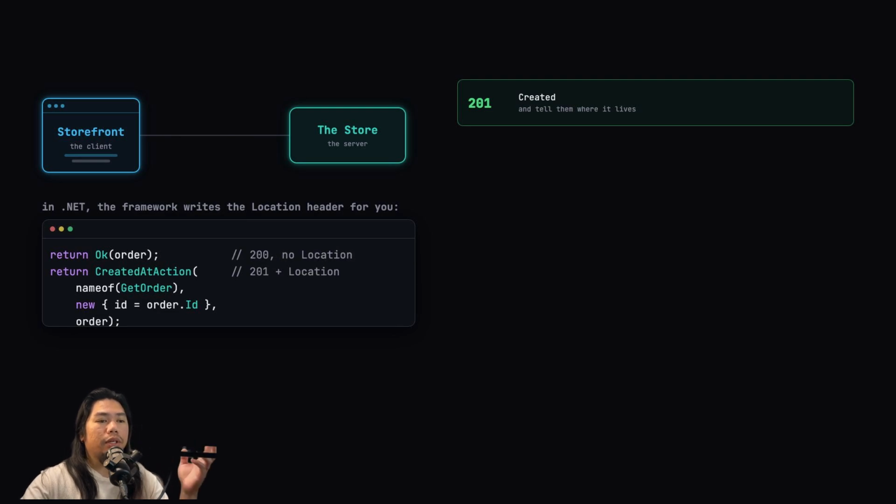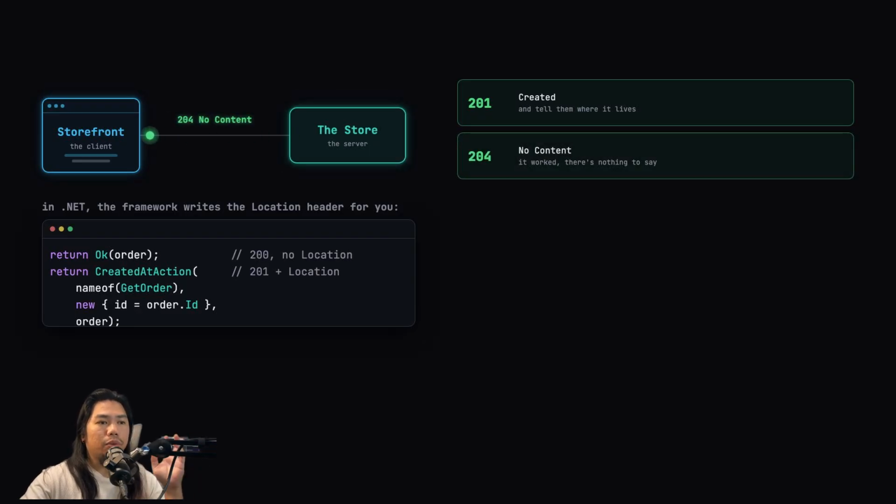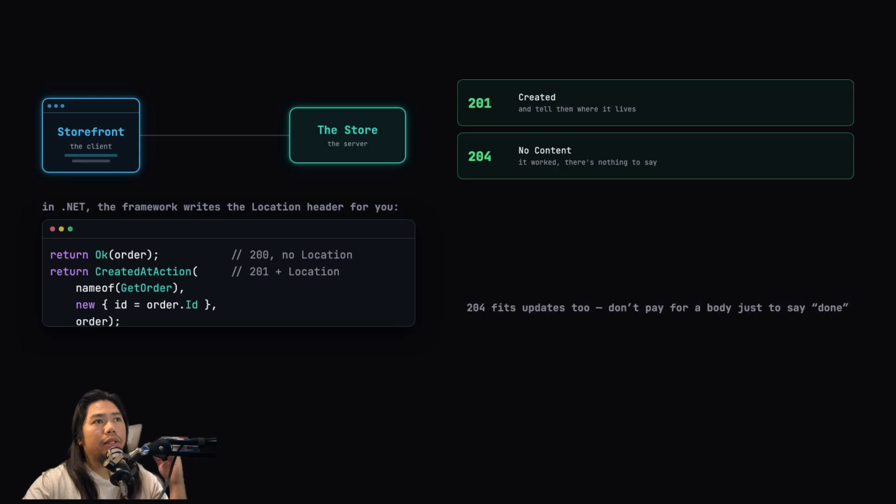If you delete something, return 204, just telling it that it worked, and there's nothing left to send back. No need to return any response object. And a 204 isn't only for deletes. It's also the right one to use for updates when the client already has the data. There's no point paying to send the whole response body just to say that it's done or the request is complete.